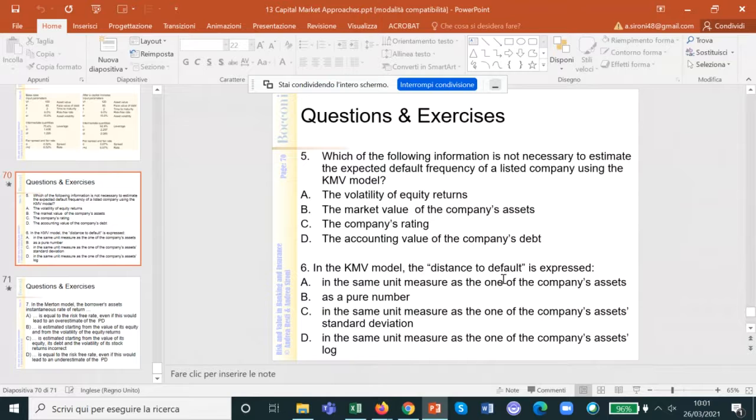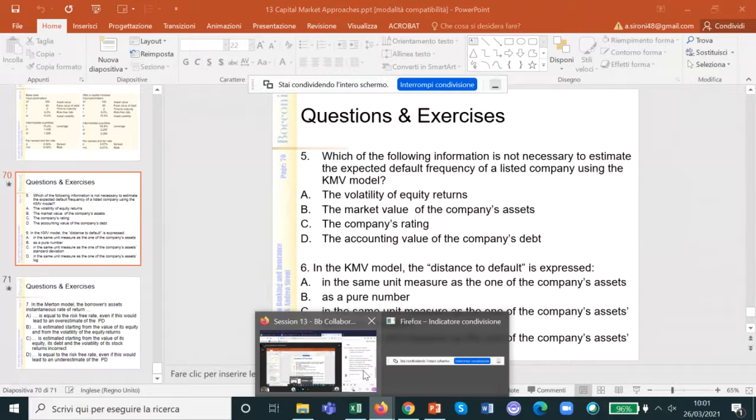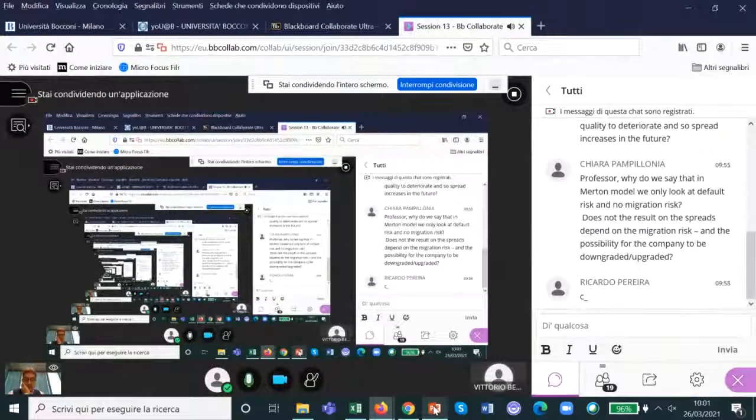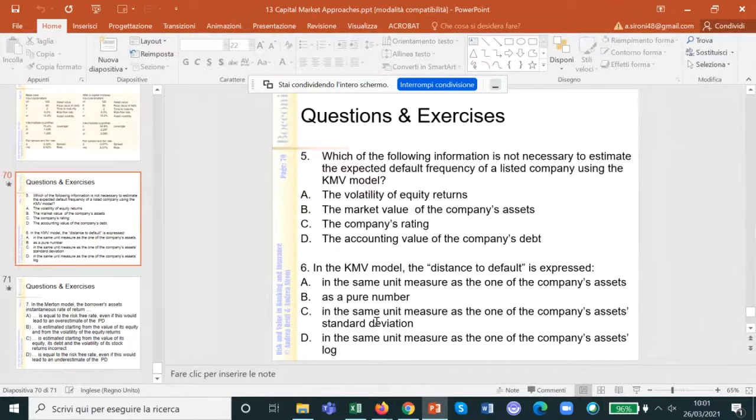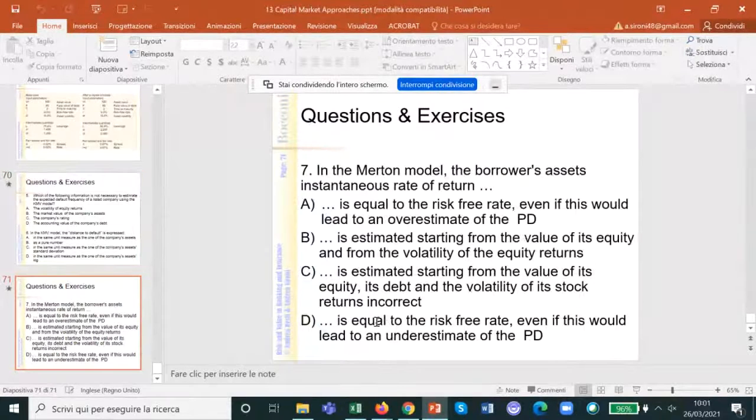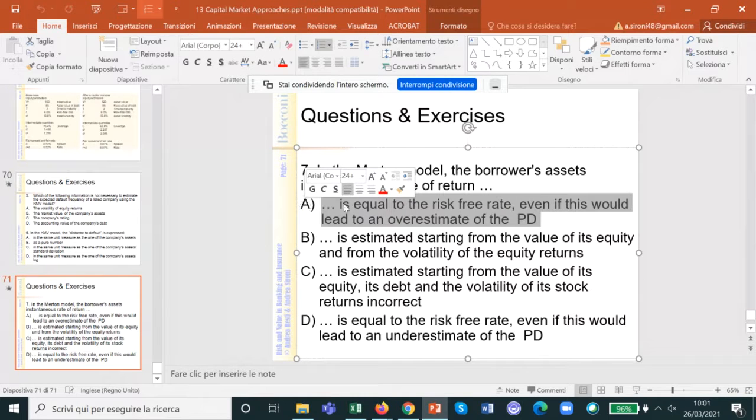In the KMV model, the distance to default is expressed as, what's the correct answer? Come on. C, correct, yes, in the same unit of measure as the one of the company's asset standard deviation. And I leave you this question for you. The correct answer is A, okay?